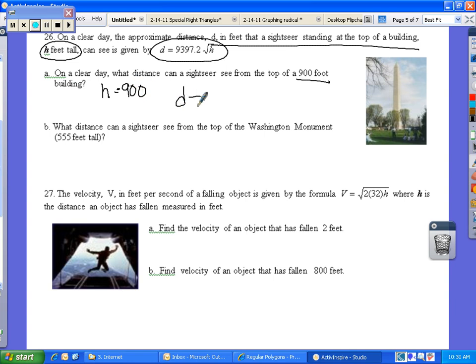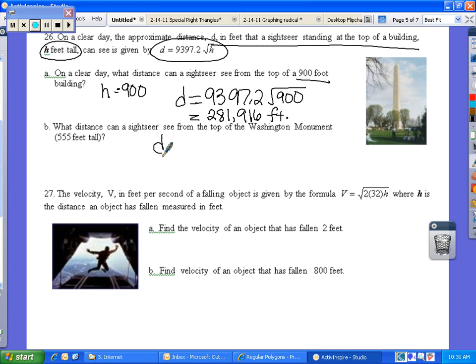So distance is equal to 9,397.2 times the square root of 900. And when you plug that into your calculator, you're going to get that you can see 281,916 feet from the top of that 900-foot building.